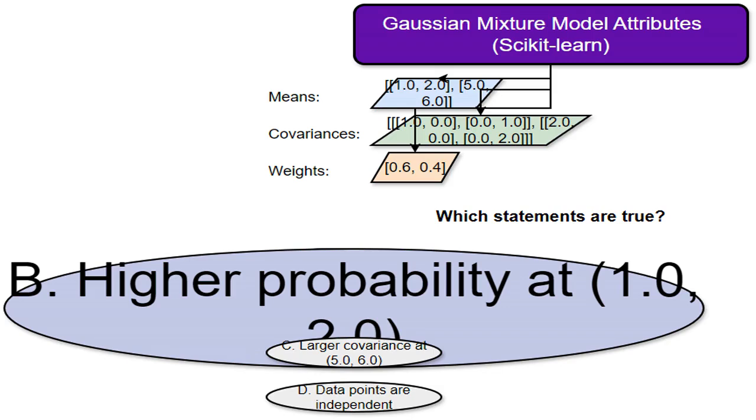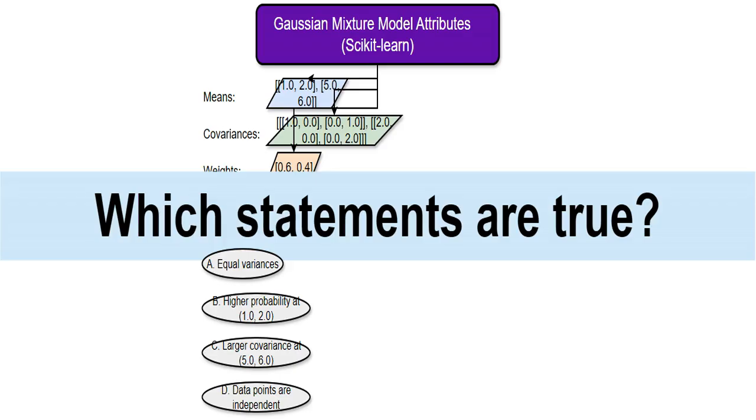This is true. The cluster centered at 5.0, 6.0, has a covariance matrix with larger values, 2, compared to the cluster at 1.0, 2.0, which has a value of 1. A larger covariance indicates more spread or variability in the data points around that cluster's center. Correct. The weights are 0.6 and 0.4. The higher weight, 0.6, is assigned to the cluster centered at 1.0, 2.0, indicating a higher probability of a data point belonging to this cluster.